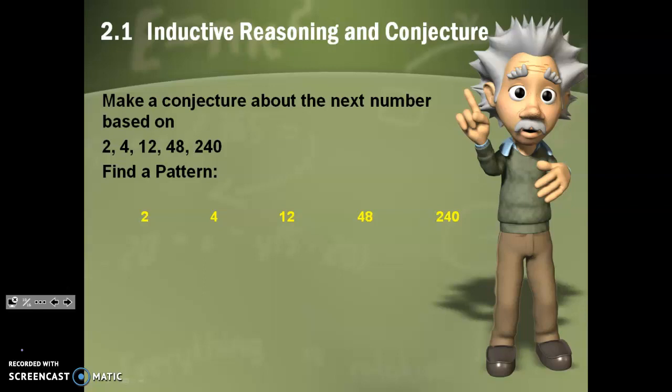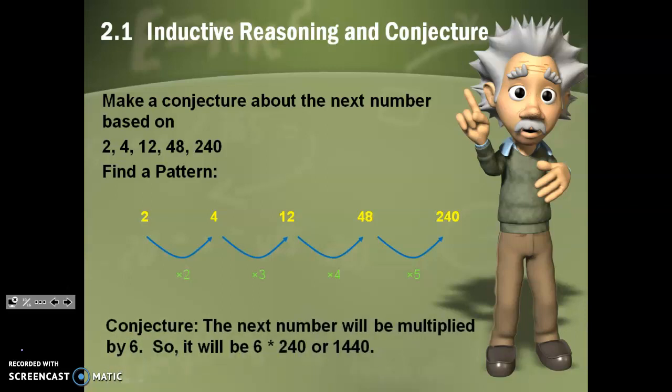So 2 times 2 is 4. And then 4 times 2 would be 8. Well, maybe we need to take it times 3. And yeah, we get 12. And then take 12 times 4 and we get 48. So it looks like we have a pattern there. So times 2, then take the 4 times 3, and 12 times 4, and the 48 times 5. And then we figure out that, hey, the next one's going to be times 6. So we need to take 240 times 6. And when we do that, we get 1440. So that's how we solve this one.